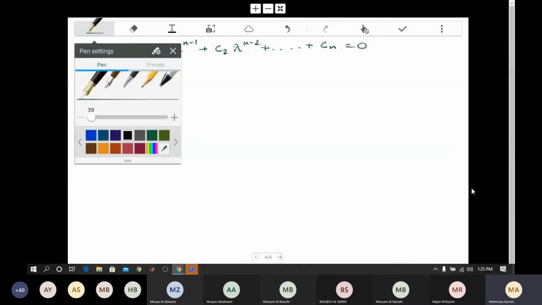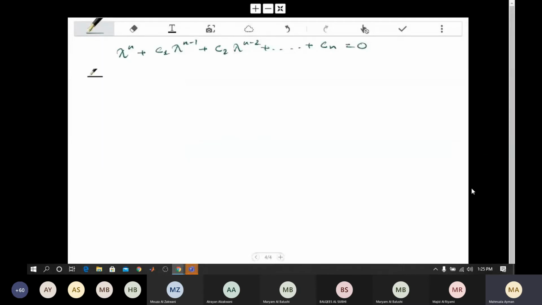Okay, then now let's do an example to get more clear what we are talking about here. Okay, so this is our example 1, let's say.